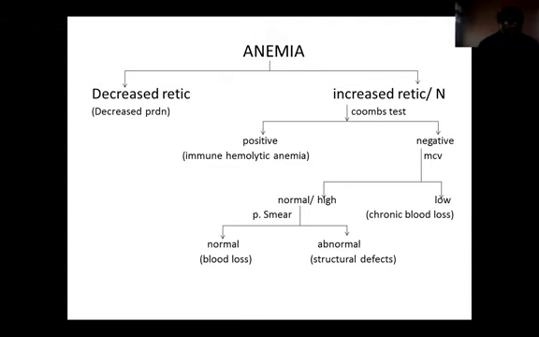Then how do you approach? If the anemia is because of blood loss, first we do a retic count, normal or high. If it is high or normal, we go for Coombs test. If it is positive, then it comes because of destruction. Or if it is normal or negative, then comes your MCV. MCV normal or high or low. Low means chronic blood loss. If it is normal or high, you get a peripheral smear done. If it is also normal, it is because of blood loss. If it is an abnormal peripheral smear, it suggests there are structural defects. So this is a very simple flow chart.